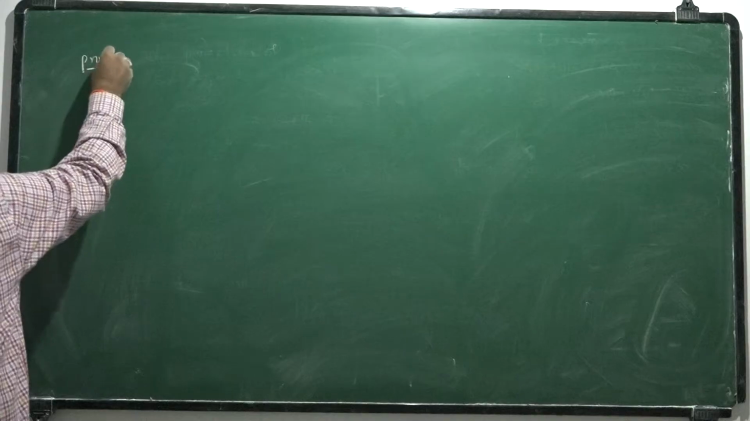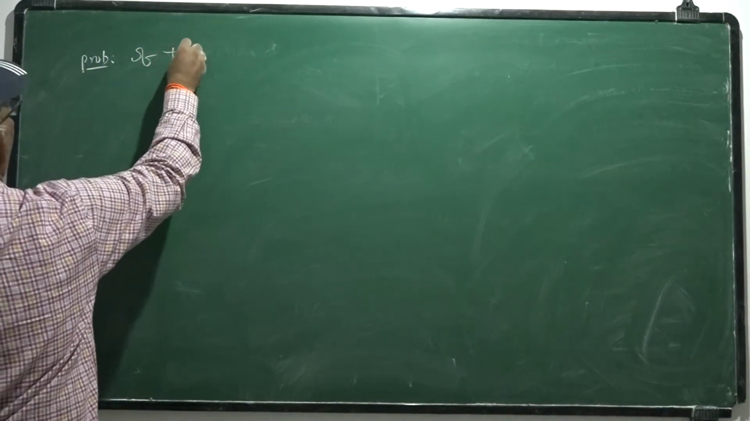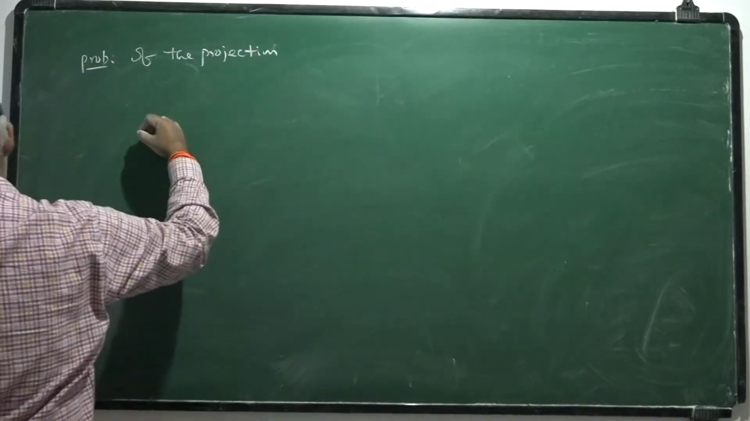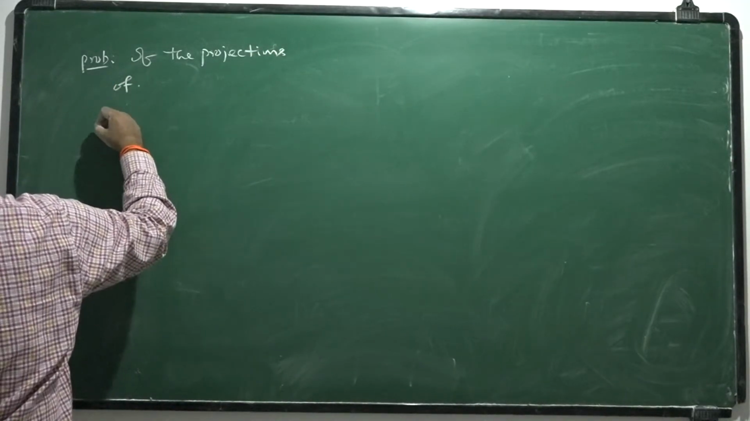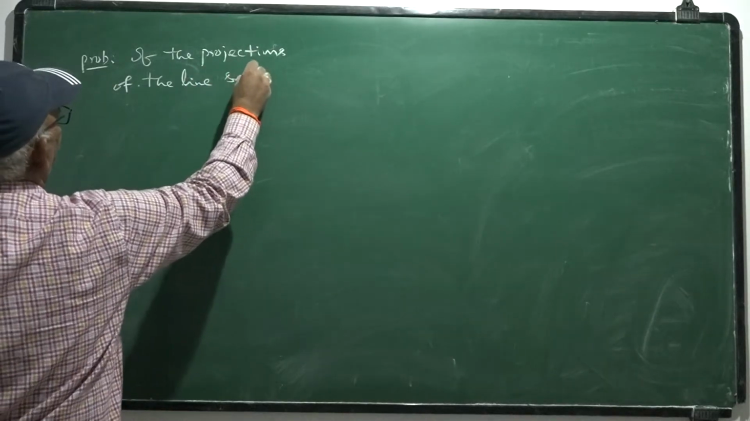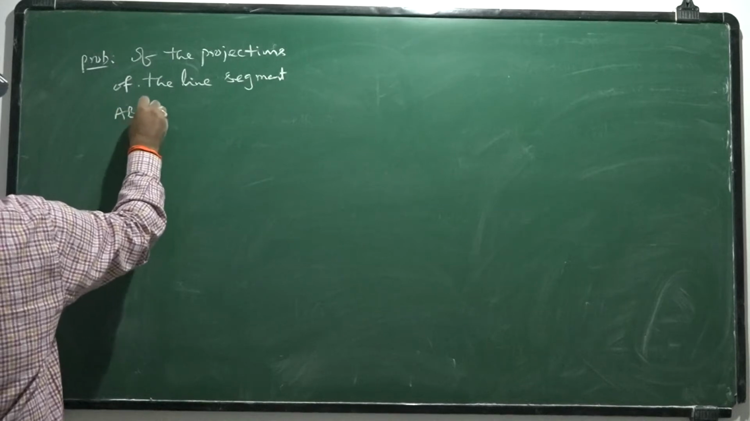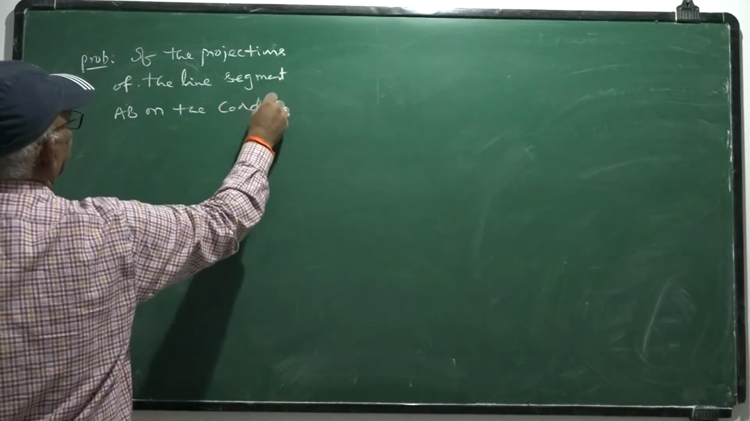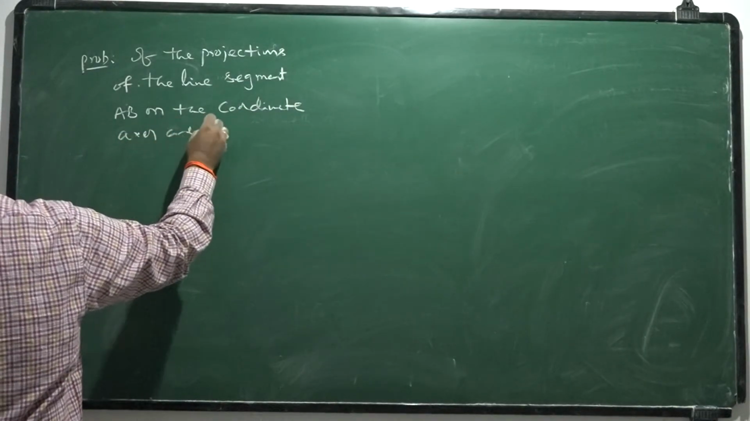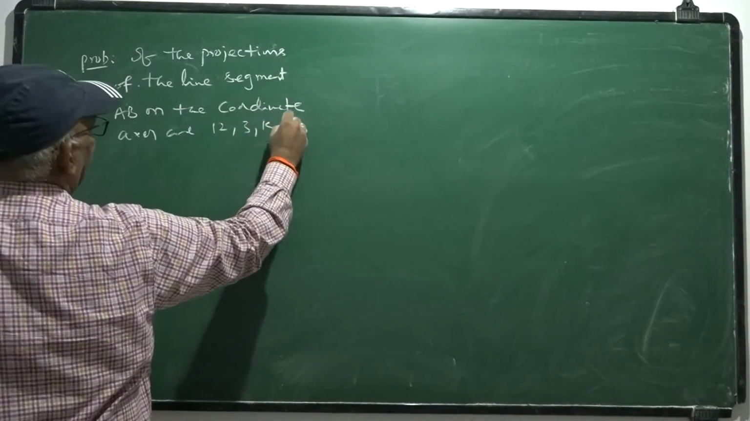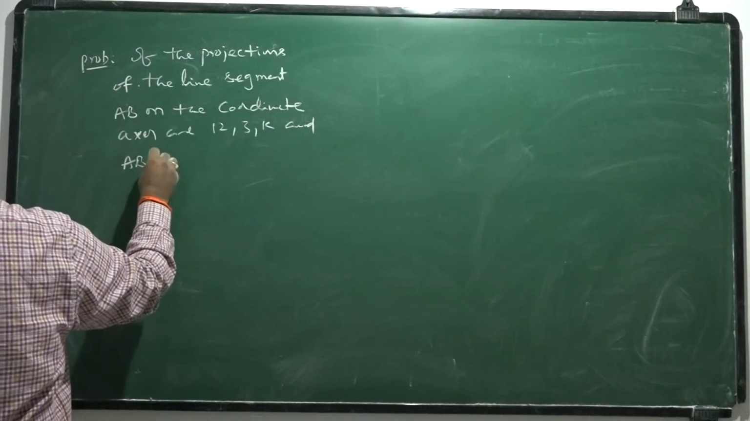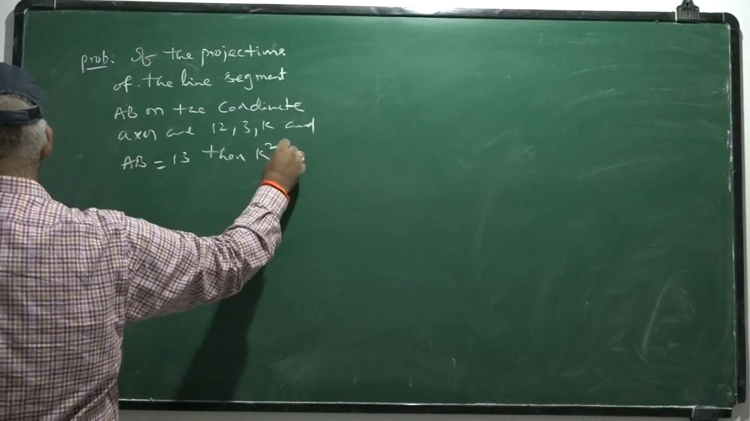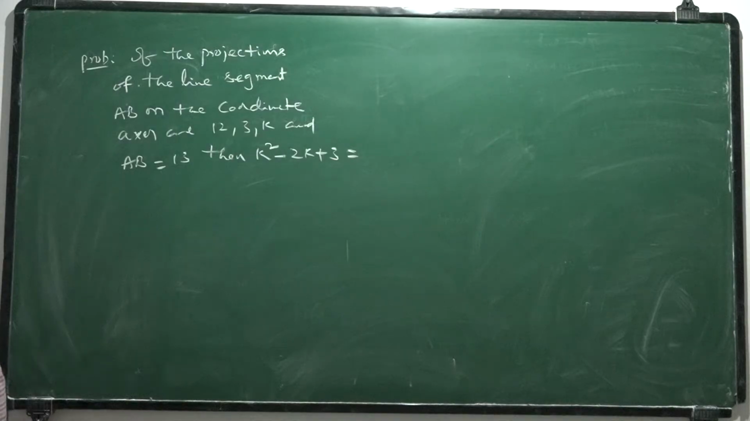Similar model. If the projections of the line segment AB on the coordinate axis are given as 12, 3, K, and AB is given 13, then K square minus 2K plus 3 equals what? If the projections of the line segment AB on the coordinate axis are given as 12, 3, K, and again AB is 13, then find the value of k square minus 2k plus 3.